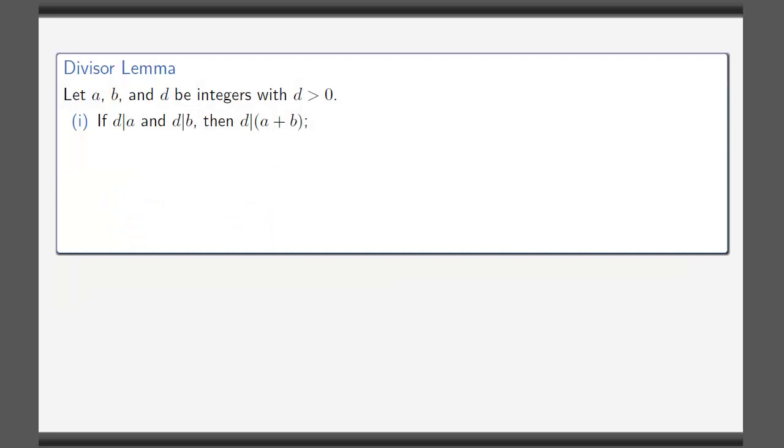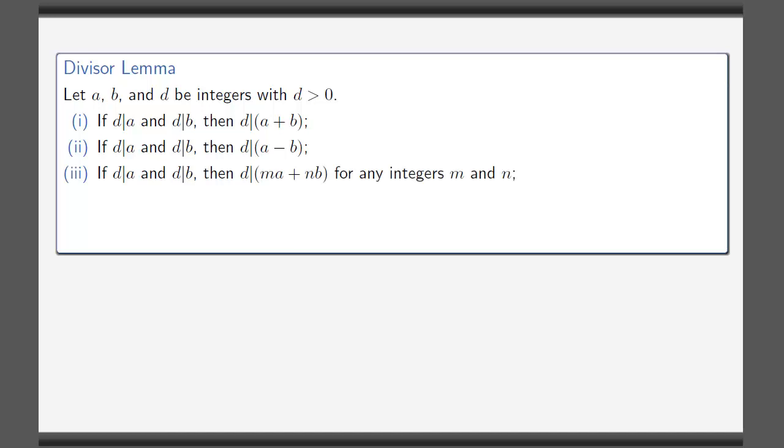So the first result here is called the divisor lemma. We'll let a, b, and d be integers, with d greater than 0. So if d divides both a and b, then it will divide their sum. And that kind of makes sense, if we could factor a d out from a plus b. Same thing with their difference. If d divides both a and b, then it will divide their difference.